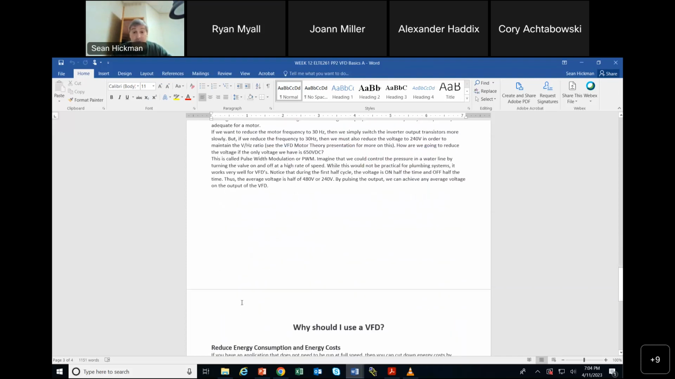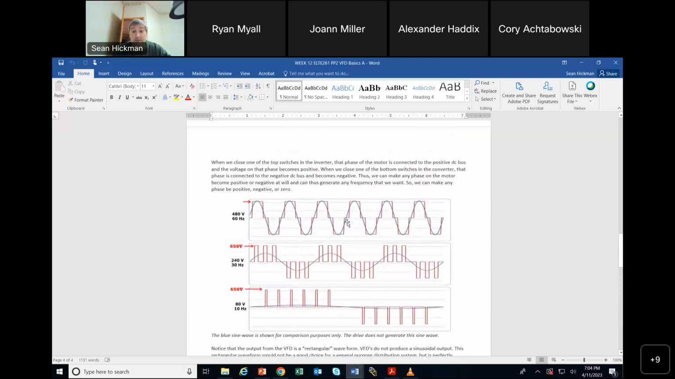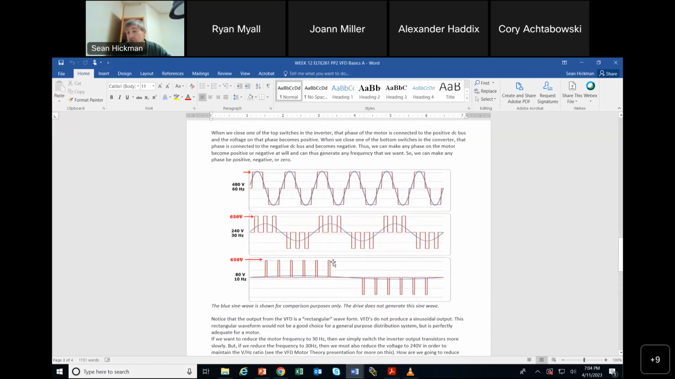So this talks about why I should use a VFD, but this is kind of the gist of it. You would have pulse width modulation on this to make it even smoother, right?